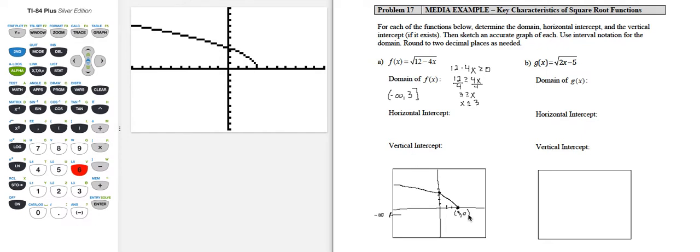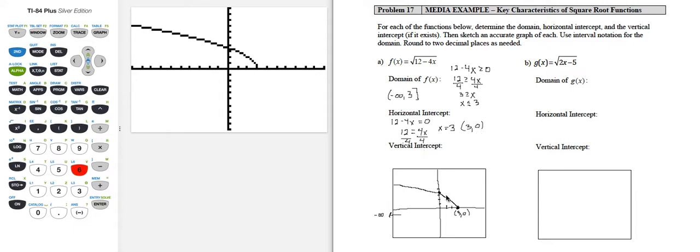That's my horizontal intercept. I can see it from the graph, but how I would find it algebraically is to set 12 minus 4x equal to 0. Again, I'm going to add 4x to both sides. 12 equals 4x. Divide both sides by 4, and I get x equals 3. So the horizontal intercept is 3, 0.